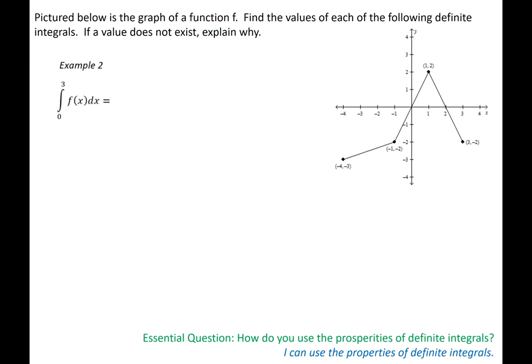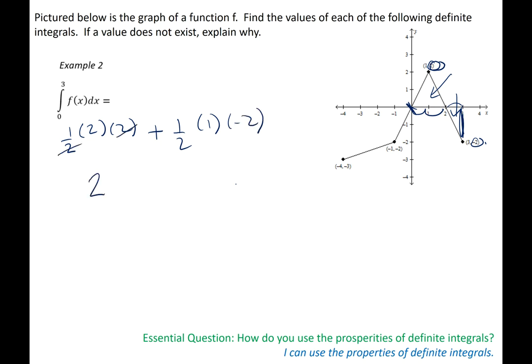All right, same picture. We're going to do a different spot. We're going to go from 0 all the way to 3, which means I've got this triangle and this triangle. So I'm going to find the area of 2 triangles. 1/2 the base, which is 2, times the height, which is your y value, which is 2. I'm going to add that to this area here, where 1/2 the base is 1, and the height of this triangle is -2. These 2's cancel, so that one's 2. These 2's cancel, and negative times 1 is -1. So my area on that one is 1.